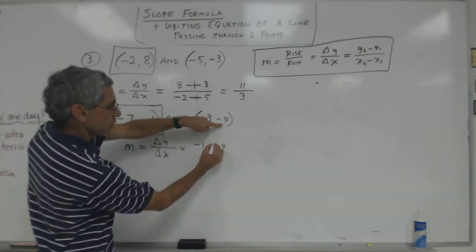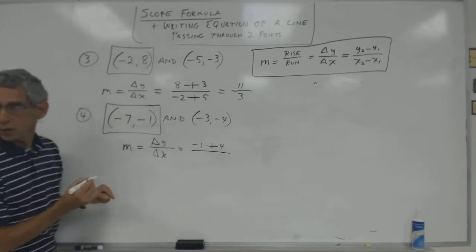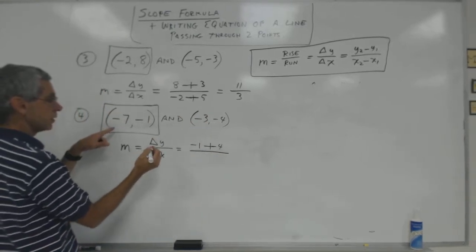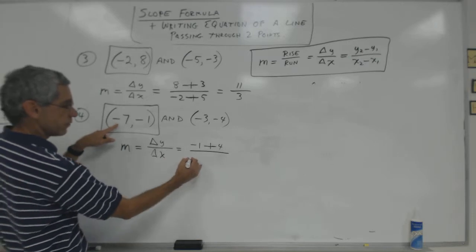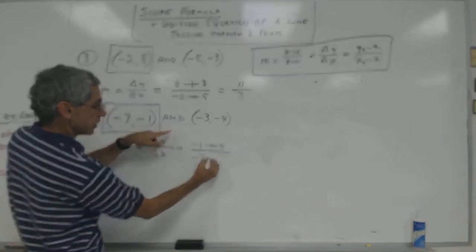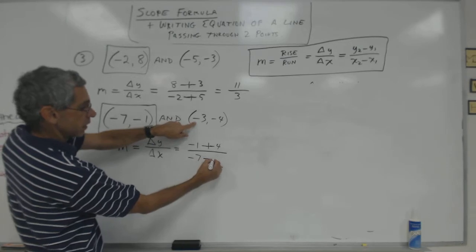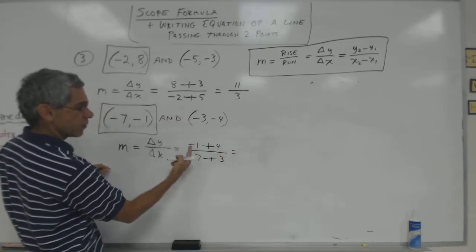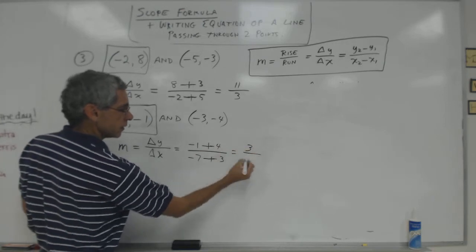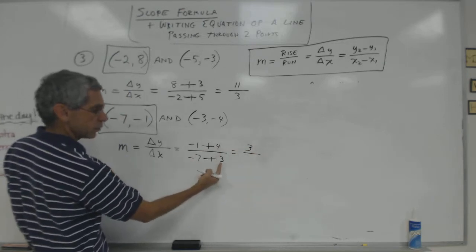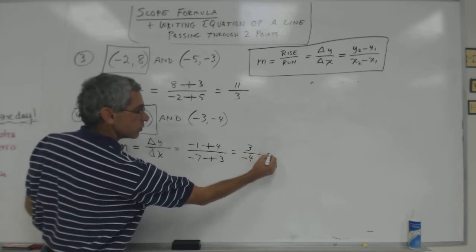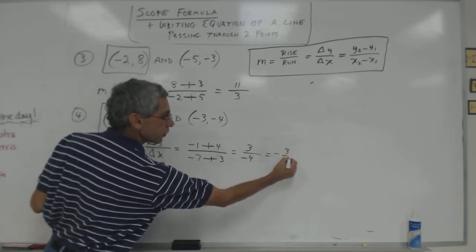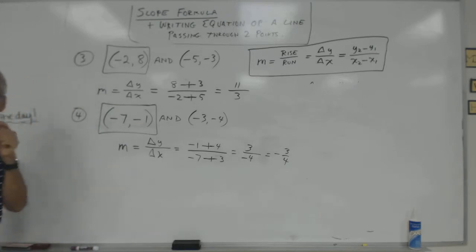Okay, so that means negative 1 plus 4 over, taking notes, Henry? And then over x, you've got negative 7 minus, and then negative 3, which means plus, okay? So I've got 4 minus 1 is 3, and I have negative 7 plus 3 is negative 4. So my slope is negative 3/4. Fist to 5, are you getting it more? Is it making sense? Okay.